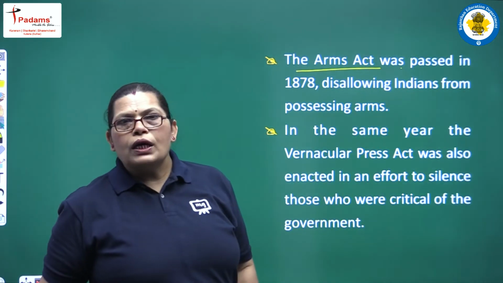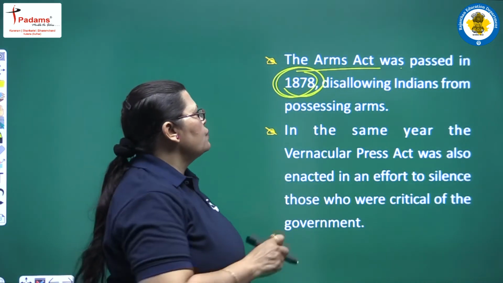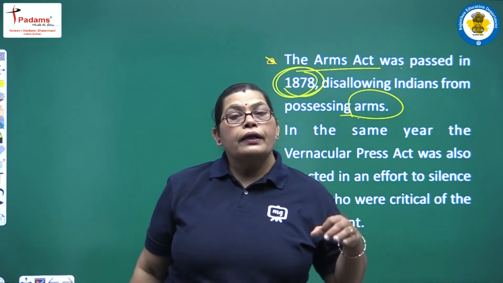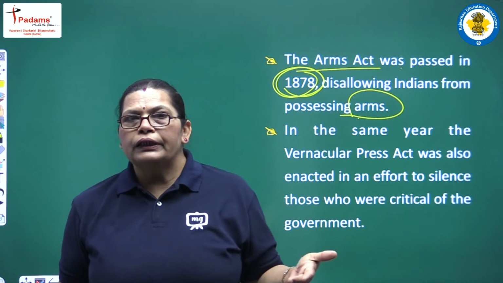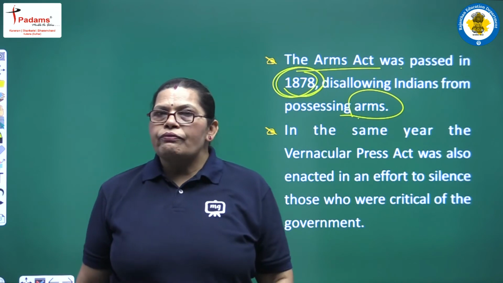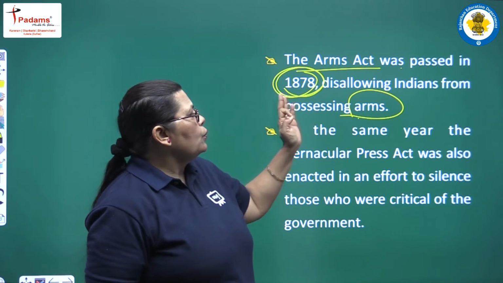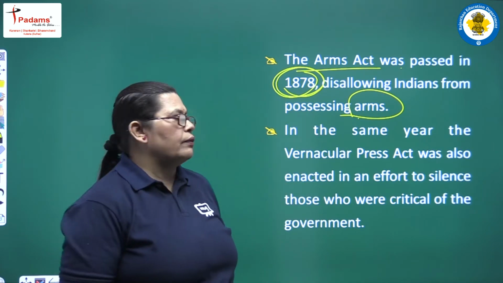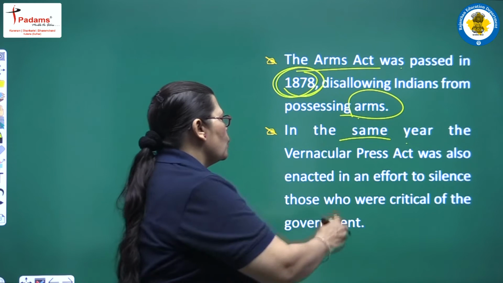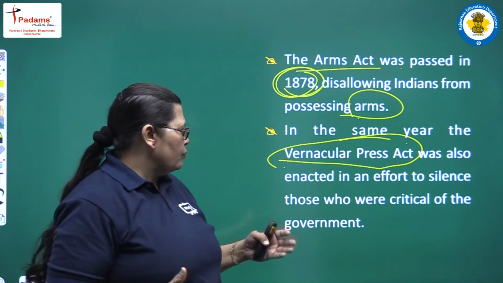The Arms Act was passed in the year 1878, disallowing Indians from possessing arms, because at that time many Indians also had arms and were using them against the Britishers. So especially the Arms Act was passed in the year 1878, and under this act no Indians were allowed to possess arms with themselves. In the same year, the Vernacular Press Act was also enacted, an effort to silence those who were critical of the government.